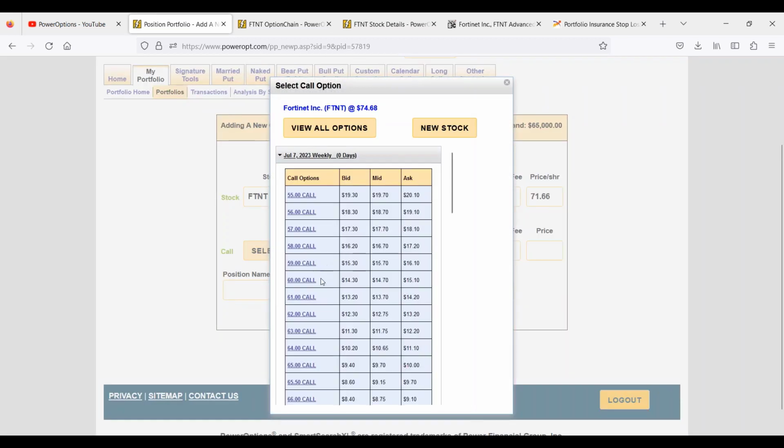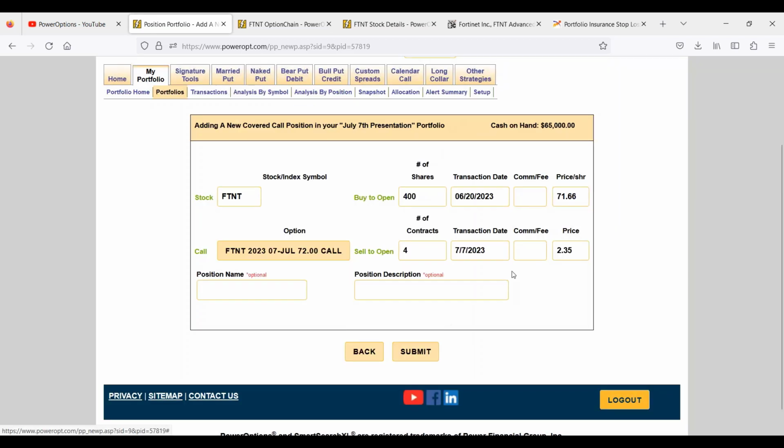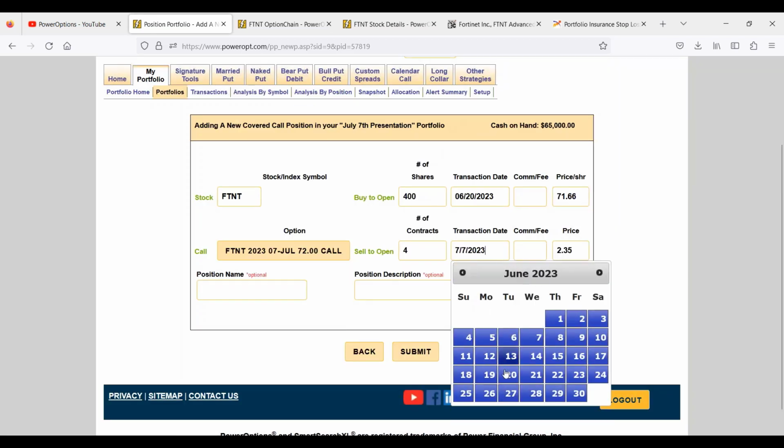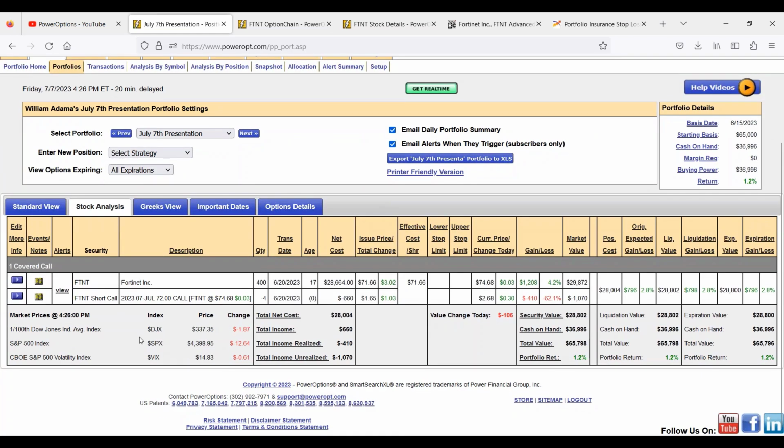And we are going to sell the July 7th, which is now in the money, 72 strike call, even it up to be the 20th, and we received a premium of 165. Well, let's go ahead and submit that. Now you see here, we're tracking it as a linked covered call position.